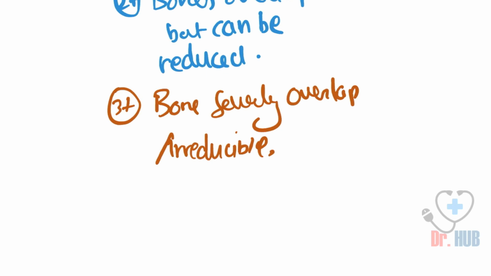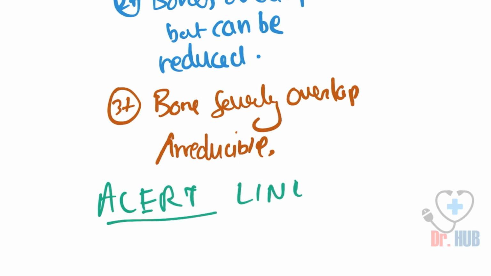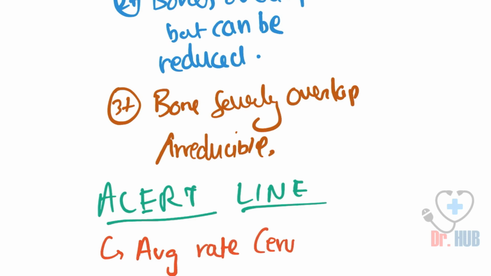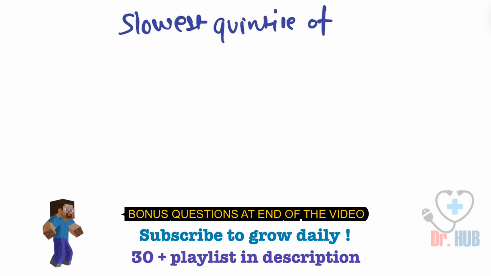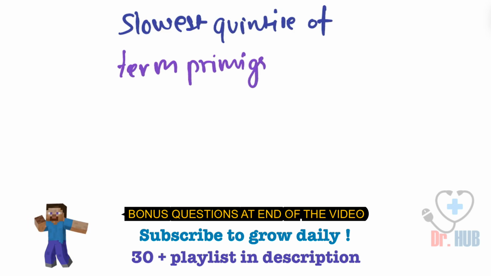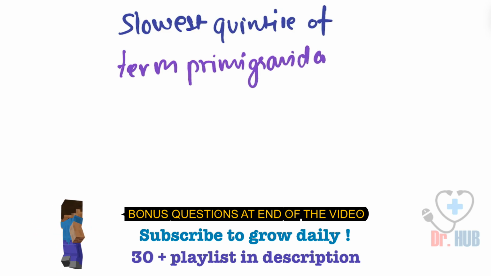Then we move on to the alert line. So what is the alert line? The alert line basically reflects the average rate of cervical dilation of the slowest quantile of the term primigravida.